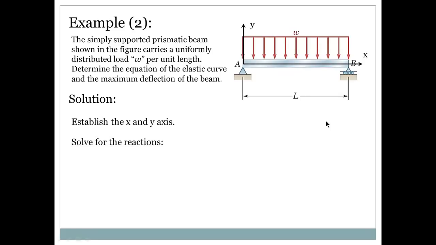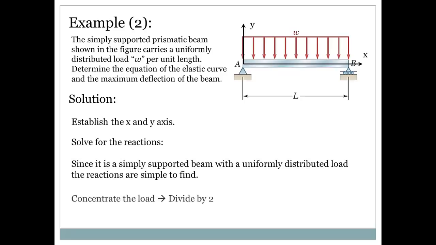Solve for the reaction. This is a simply supported beam with a uniformly distributed load. It's very easy to find the reactions. What we need to do is just concentrate the load and divide it by 2. We'll end up having RA equals 1/2 WL, and of course RB is going to be equal to RA, which is 1/2 WL. But we will see that we don't need RB, we are going to use RA.